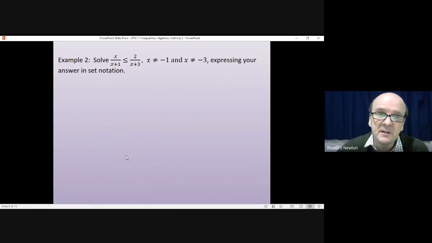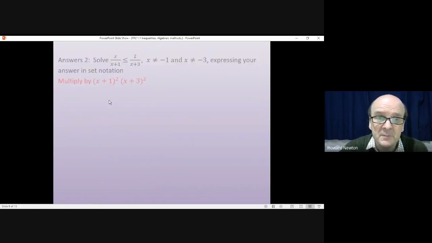Okay, let's have a look at this question together. We've now got 2 terms on the bottom. We've got an x plus 1 here and an x plus 3. And remember, you've got to multiply by a squared term because you need to be confident, you need to be certain that what you're multiplying by is a positive number. So we're going to have to multiply by x plus 1 squared because of the first fraction. Also, we're going to have to multiply by x plus 3 squared because of the second fraction.